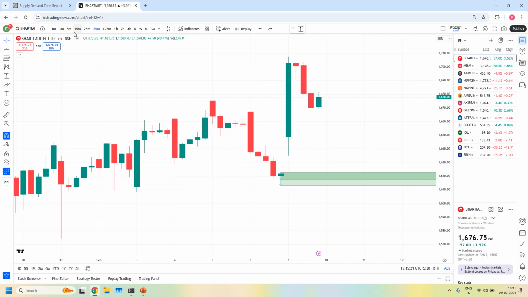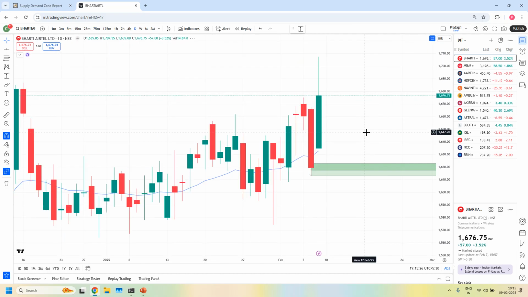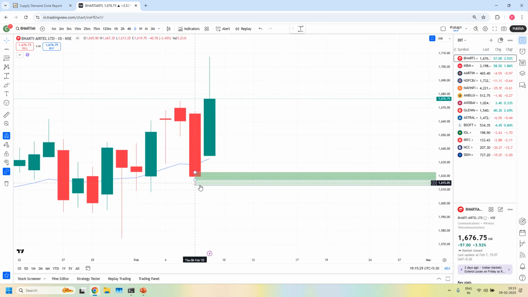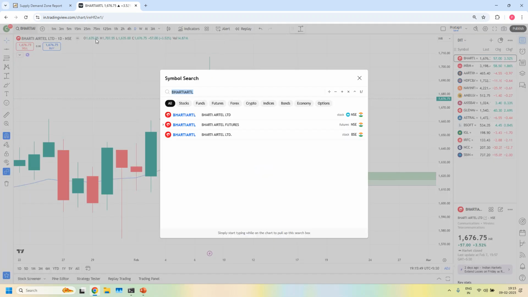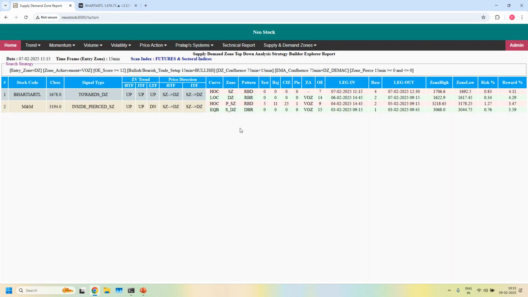Sometimes, let me go to the 15 minutes, daily time frame. Sometimes our software will consider a little below or a little above. But according to my feeling, this gap is a little bigger. So generally our software considers a small buffer above and below. Within that buffer, if this is there, it will consider. So that's why, in Bharti Airtel, let me identify how our software identified the 75-minute zone.